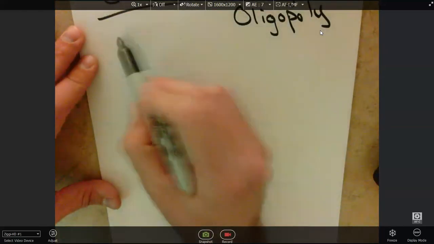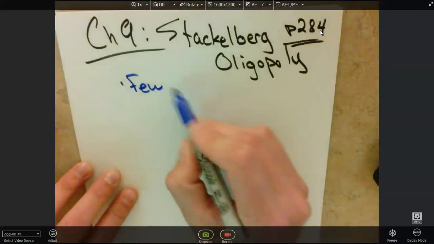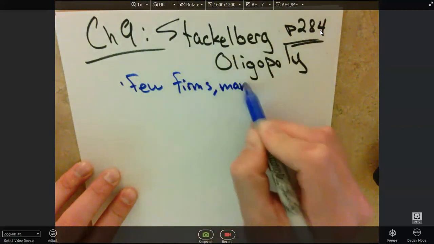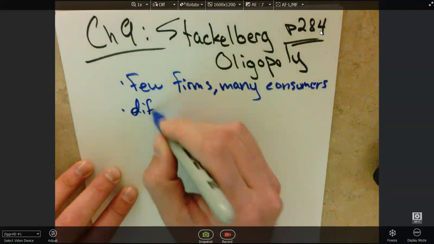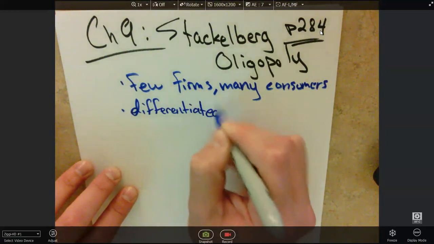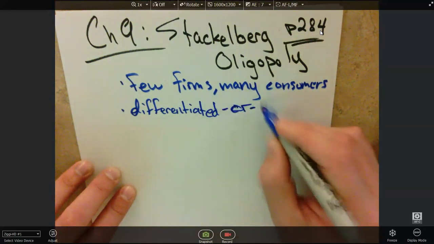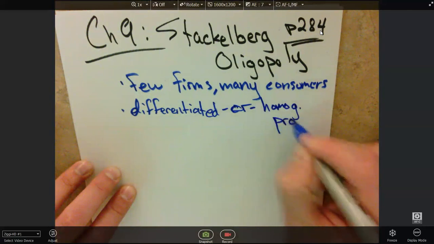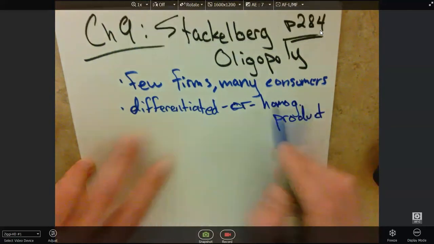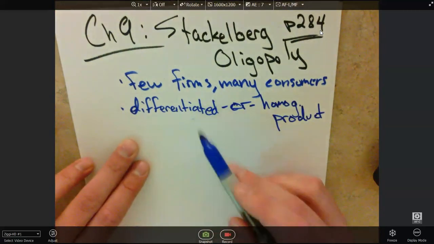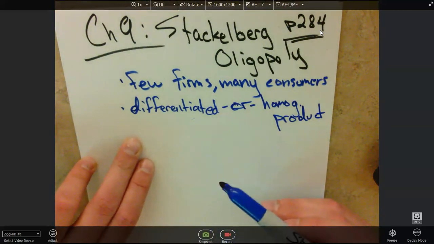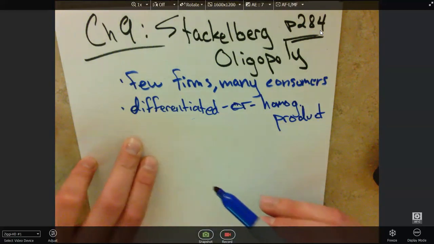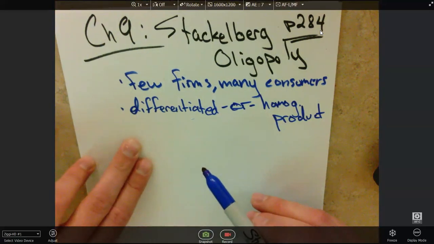Stackelberg oligopoly, what are the characteristics of it? We're going to have few firms, many consumers. Products could be differentiated or, don't really care, homogeneous. What do I mean by homogeneous compared to heterogeneous? Heterogeneous would be the differentiated part. Hetero means different or mixed. Homo means the same. Homogenization with milk is to get all the milk the same, I'm assuming. So homogeneous is all standardized.